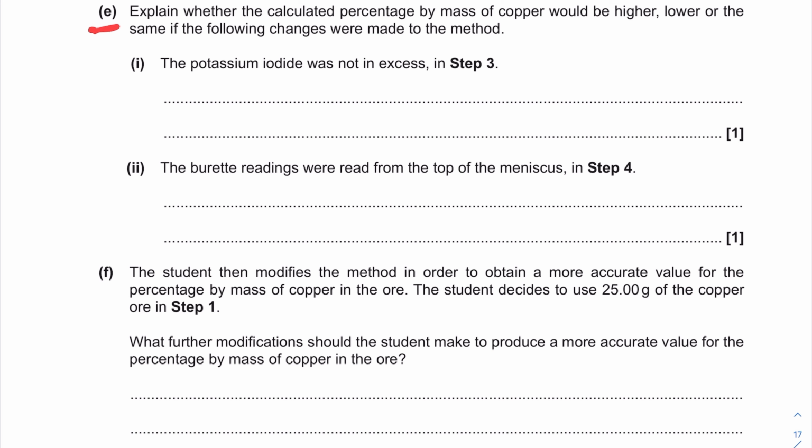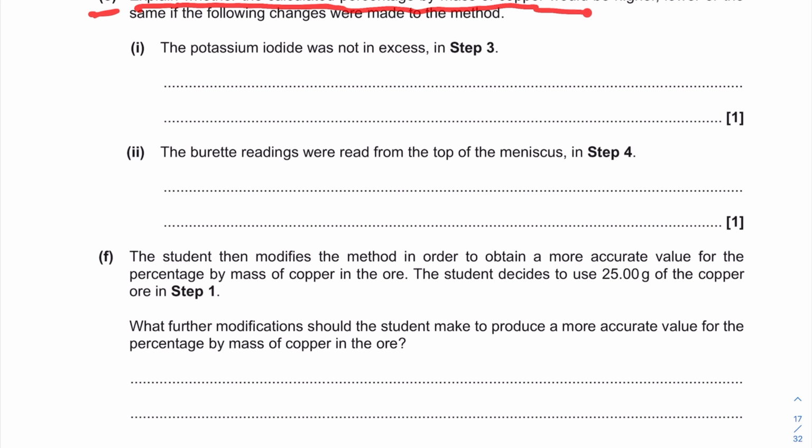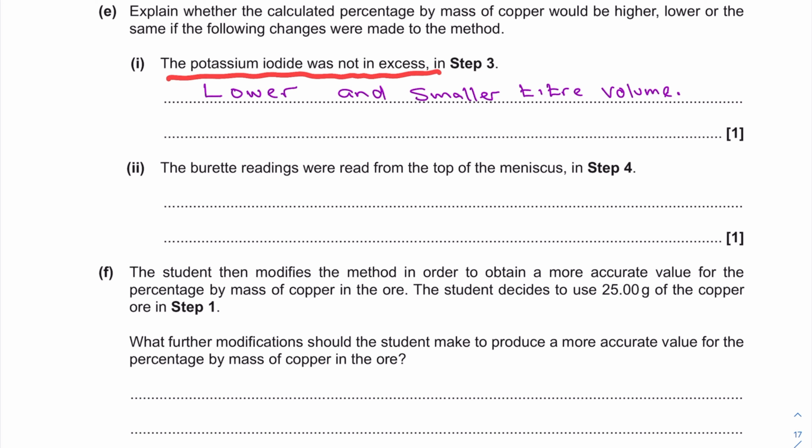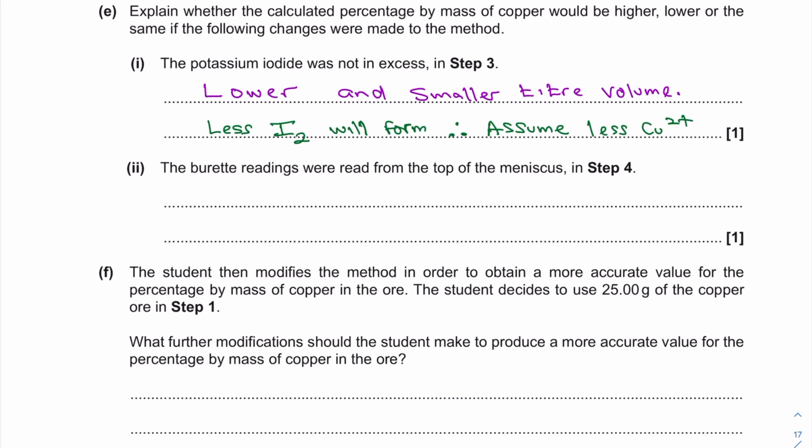E. Explain whether the calculated percentage by mass of copper would be higher, lower, or the same if the following changes were made to the method. The potassium iodide was not in excess in step 3. Well, in step 3, if the potassium iodide was not in excess, a smaller titre volume will be achieved. If there's a smaller volume, then less iodine will form, assuming less copper 2+.